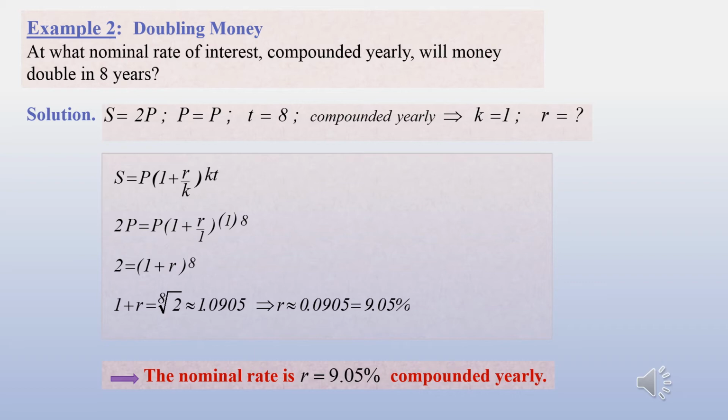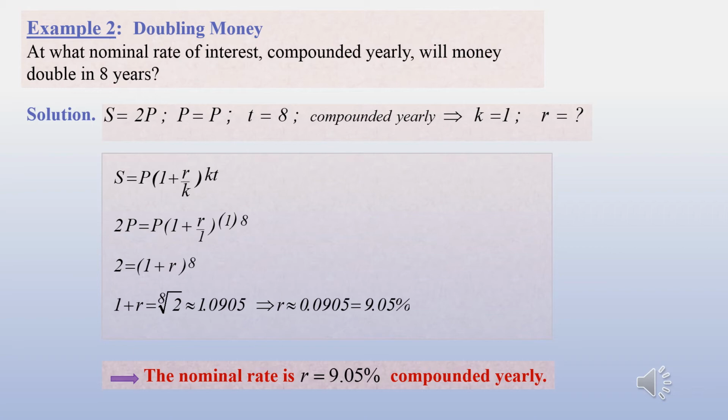Will money double? Money is doubled. It means from P becomes 2P, because the first money, the first investment is P. If the first investment is P, then this becomes 2P. So P equal to P and S equal to 2P in 8 years. So T equal to 8. So we have now 4 of the variables: S equal to 2P, P equal to P, T equal to 8, and K equal to 1.